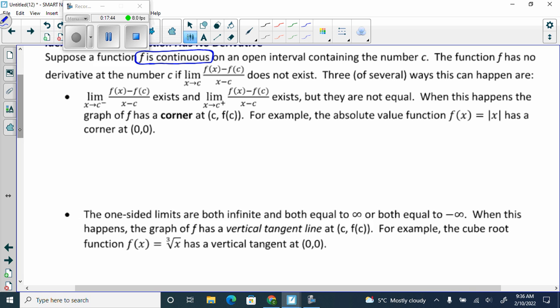So we're going to look here. The limit as x approaches c from the left of f of x minus f of c over x minus c exists, and the limit from the right exists, but they're not equal. It's immediately not differentiable because the graph is not what? Continuous. So that would be like this.